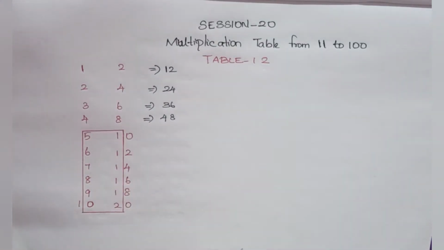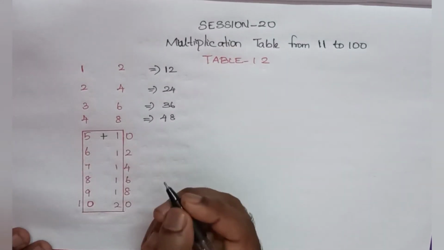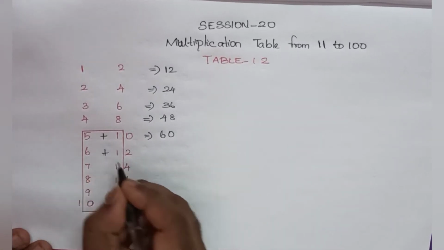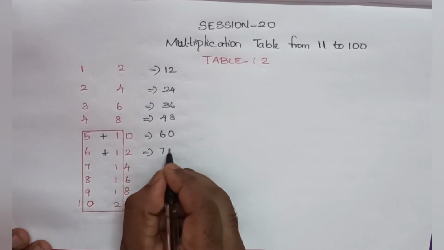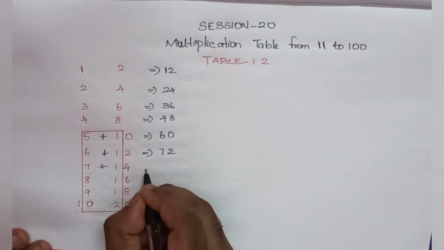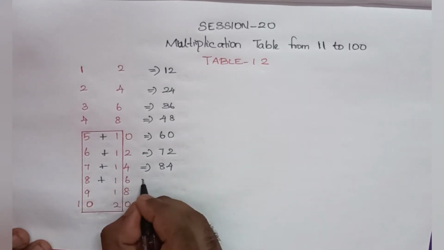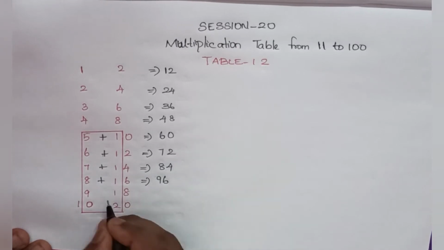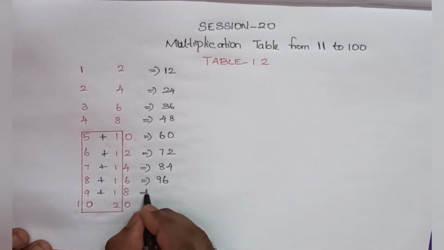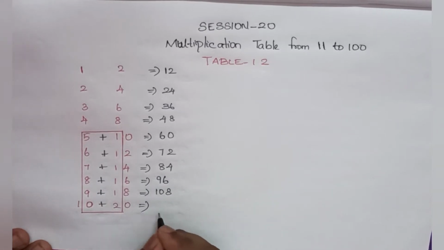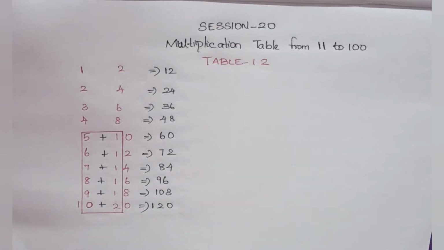So here 5 plus 1 is 6, 60. 6 plus 1 is 7, 72. 7 plus 1 is 8, 84. 8 plus 1 is 9, 96. 9 plus 1 is 10, 108. Here you have to put 1 outside, it is already there, so 1, 0 plus 2 is 2, then 0. That's all. This is the easiest way.